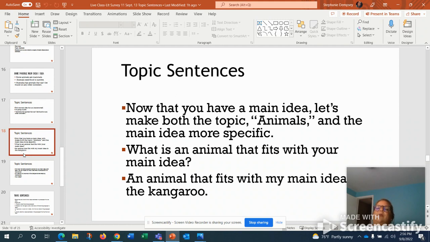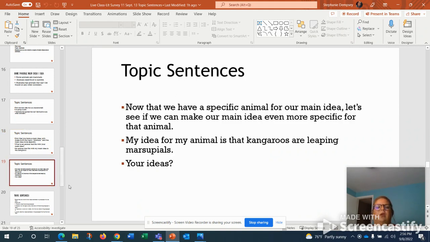So what is the animal? What is an animal that fits with your main idea? An animal that fits with the main idea is the kangaroo. Okay. So now that we have a specific animal for the main idea, we can see if we can make our main idea even more specific. My idea for my animal is that kangaroos are leaping marsupials. So then I want you to think about your idea for that.